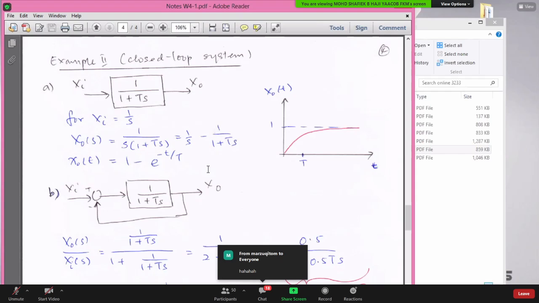So I'm going to distinguish here between the response of the open loop system and the closed loop system.